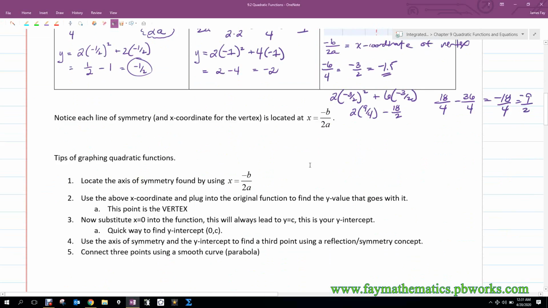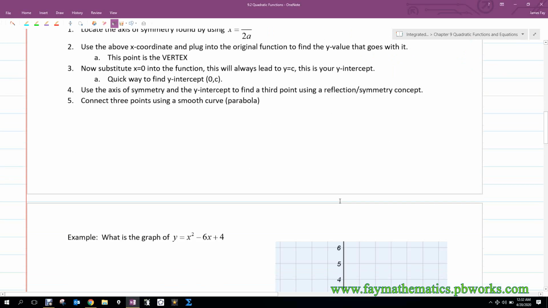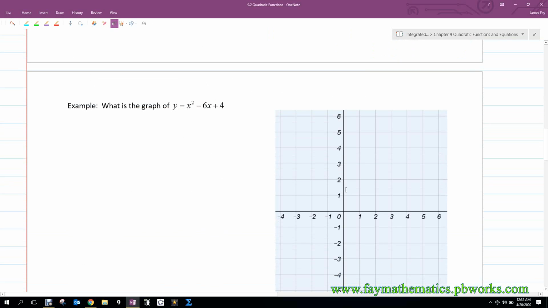So that's a key component. Now that you have that, we can use that point along with the axis of symmetry and reflections in order to find a third point. Once we have those 3 points, we connect the smooth curve and we've got our parabola. So I'm going to go through a couple examples of this with you.